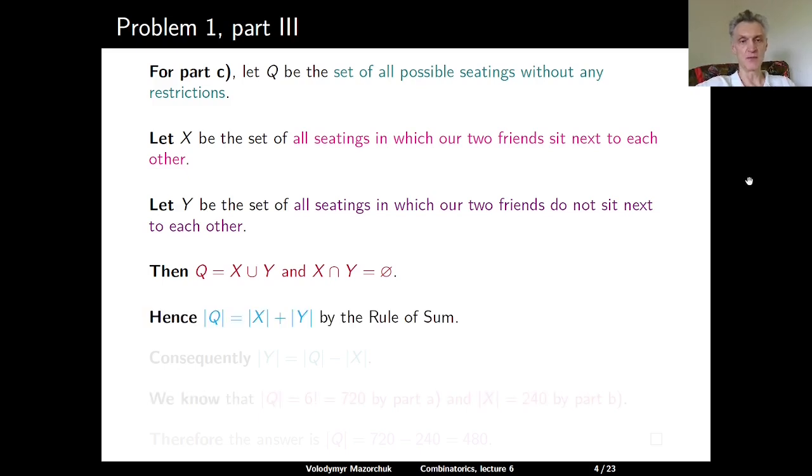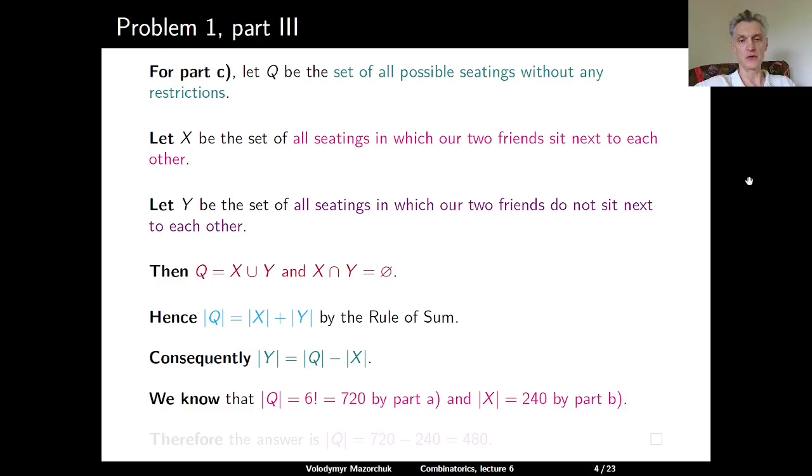And so, by the rule of sum, the cardinality of Q is equal to the cardinality of X plus the cardinality of Y. Consequently, the cardinality of Y equals the difference between the cardinality of Q and the cardinality of X. From part A, we know that the cardinality of Q is equal to 6 factorial, which is 720. And from part B, we know that the cardinality of X is equal to 240. We deduce that the cardinality of Y is equal to 720 minus 240, and this gives us 480. And this completes problem 1.